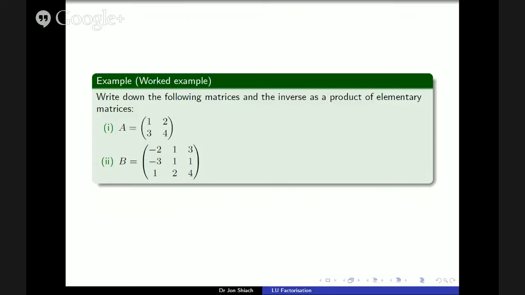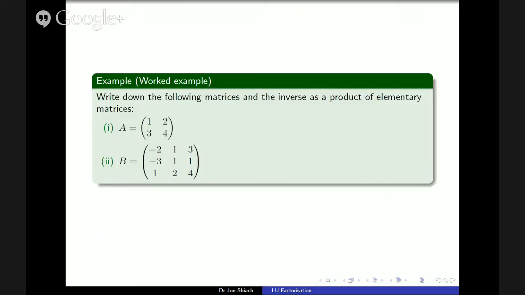So what's my first operation? What am I going to do to get this to be 0? So that'll give me 1, 2, 0, minus 2. Okay.